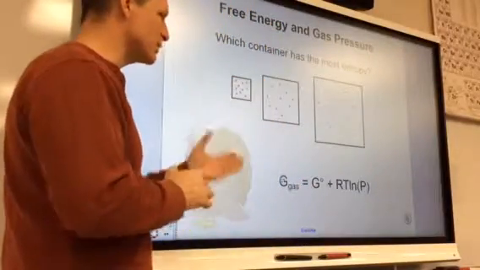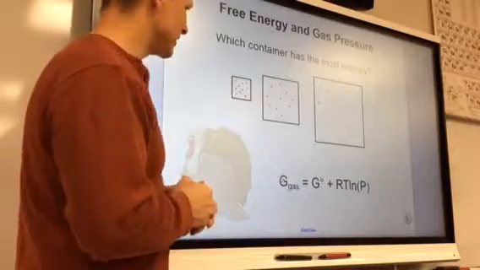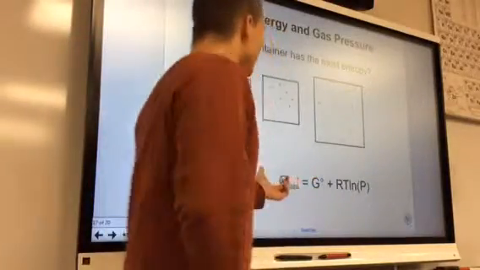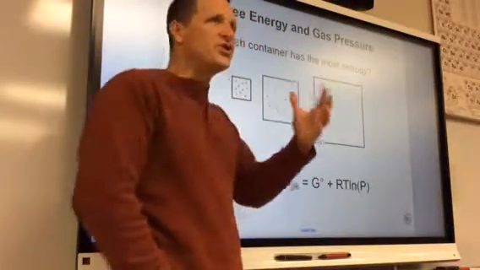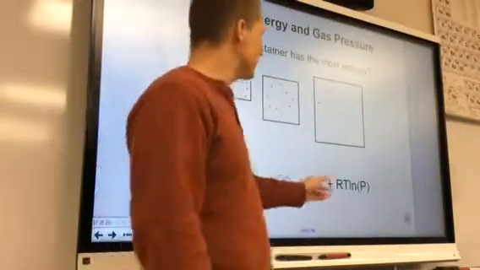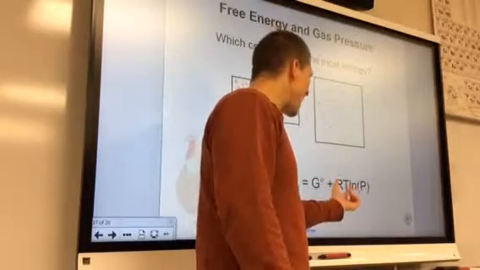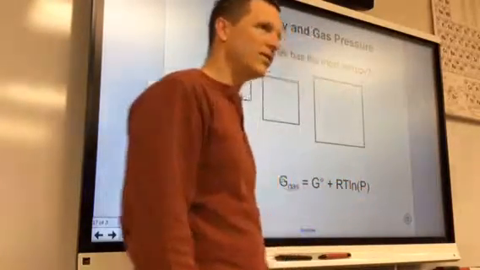Gibbs came up with this too, and this is where I'll talk about what that degree sign means, because it's going to matter. The free energy of a gas, remember that's what G stands for, how much energy is available for doing work, is equal to the G with a degree sign plus RT times the natural log of the pressure.